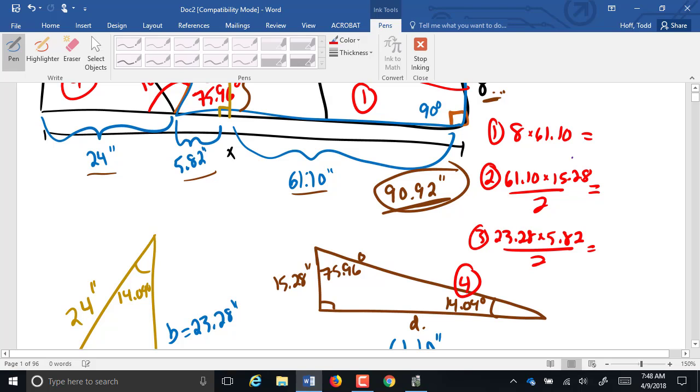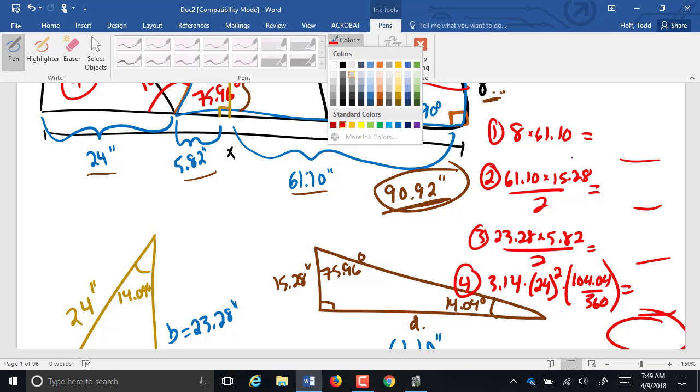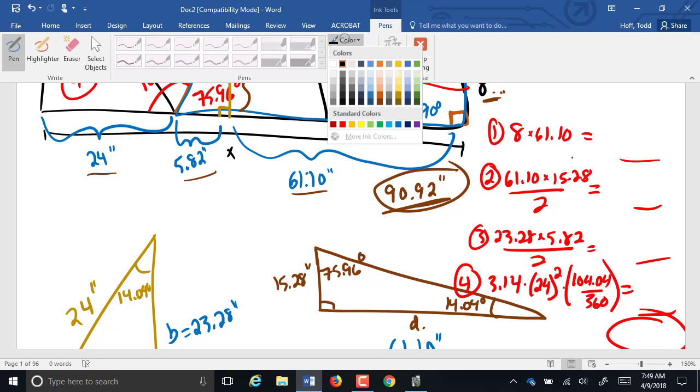And finally, piece 4, which is this whole sector here, that angle is 104.04 degrees. Piece 4 is going to be the circle. So 3.14 for pi times 24 squared times that 104.04 over 360. I'll give you that area. You find those 4 areas and add them up, you'll get the total. Any questions? Happy, JJ? The key is just figuring out how to divide that puppy up.